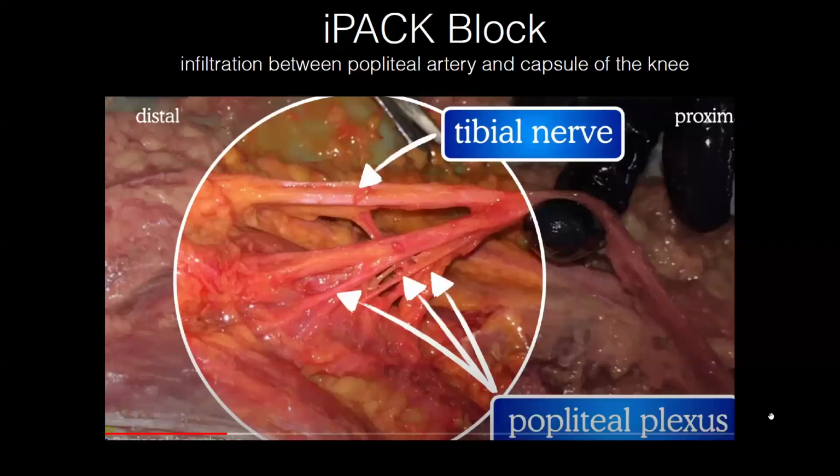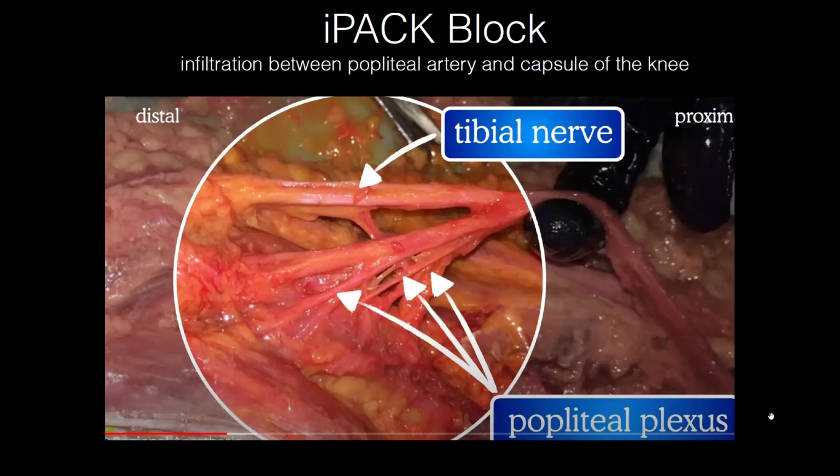All right, let's move on to the IPACK. The IPACK is an effective way to get the posterior capsule. In total knee replacement, 65% of the pain is from the femoral nerve. So that leaves a chunk that's not femoral, and that's the posterior capsule, which is innervated by the posterior branch of the obturator and the tibial nerves.